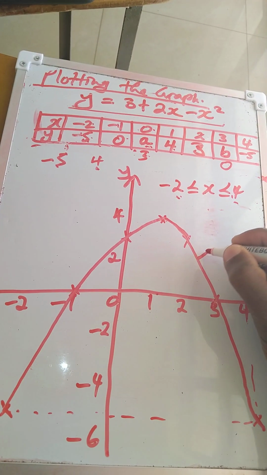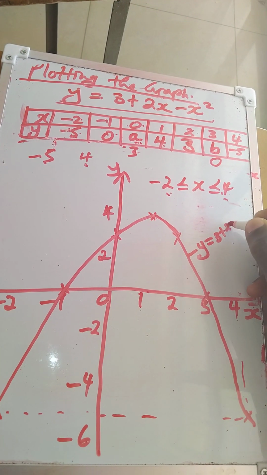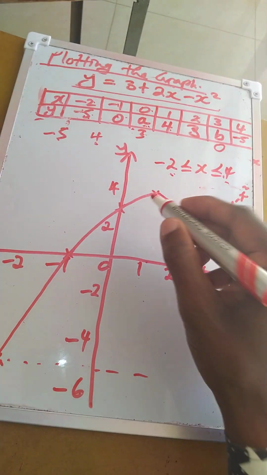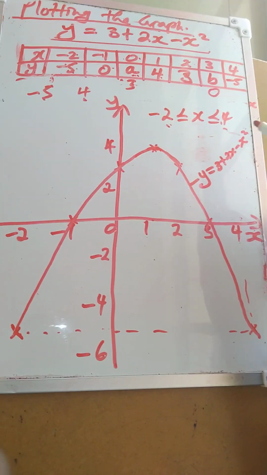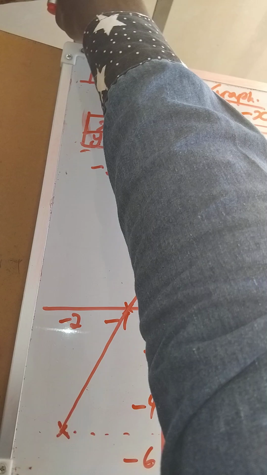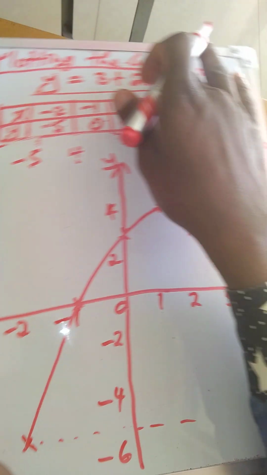Then you label this graph y is equal to 3 plus 2x minus x squared. This one, a parabola curve. So this is plotting the graph, right? Now we are going to find the maximum.